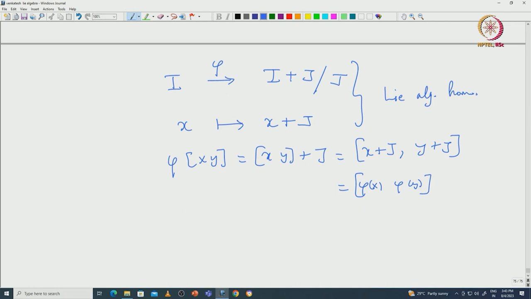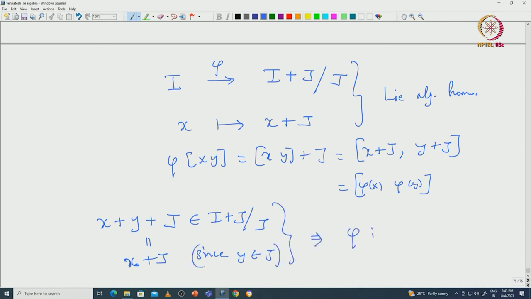The elements of I plus J look like x plus y for some x in I and y in J. So if you take a typical element inside this I plus J modulo J, you can see that this is the same as x plus J, because y is in J. So that implies phi is surjective. There is nothing to check. So this is a surjective Lie algebra homomorphism.